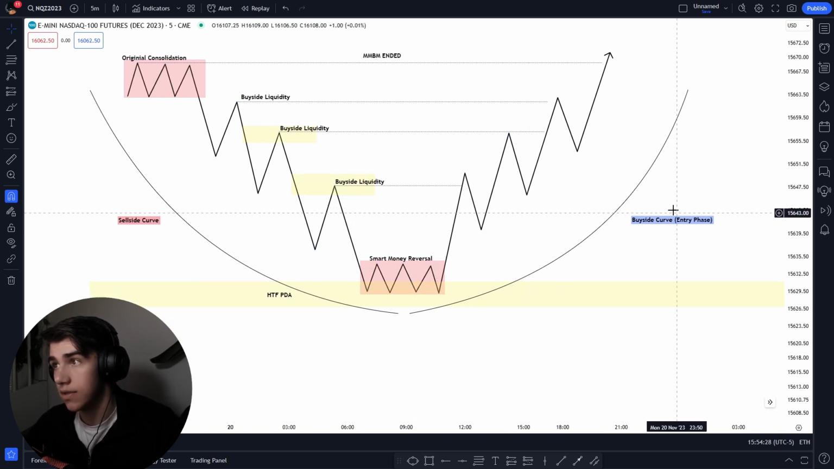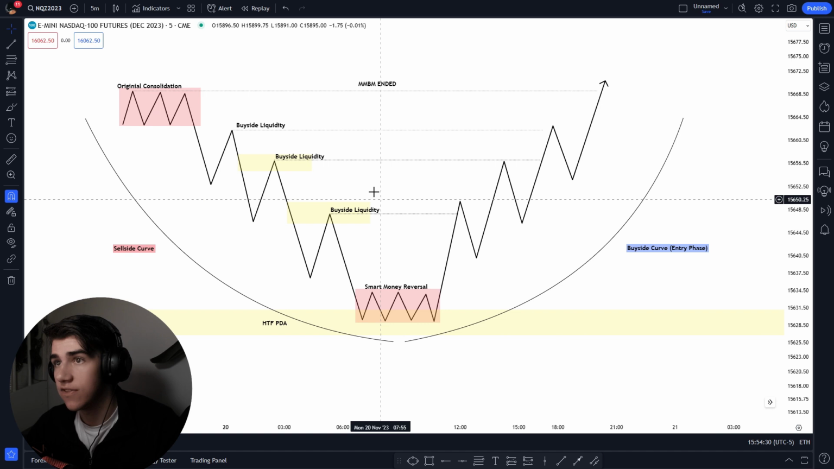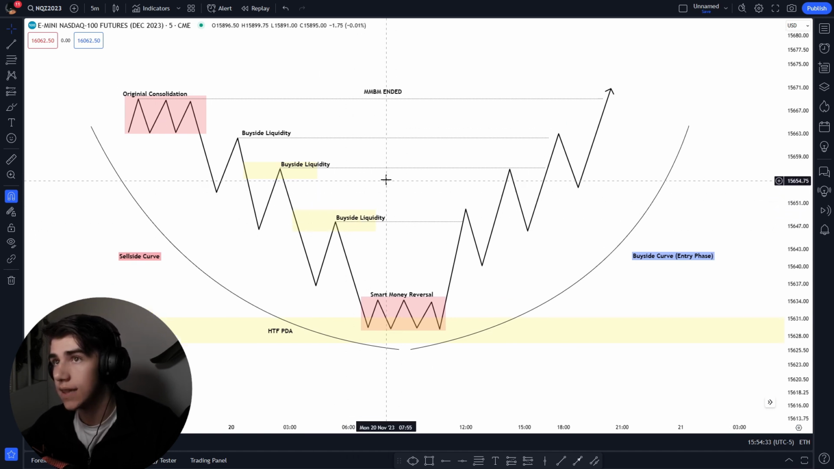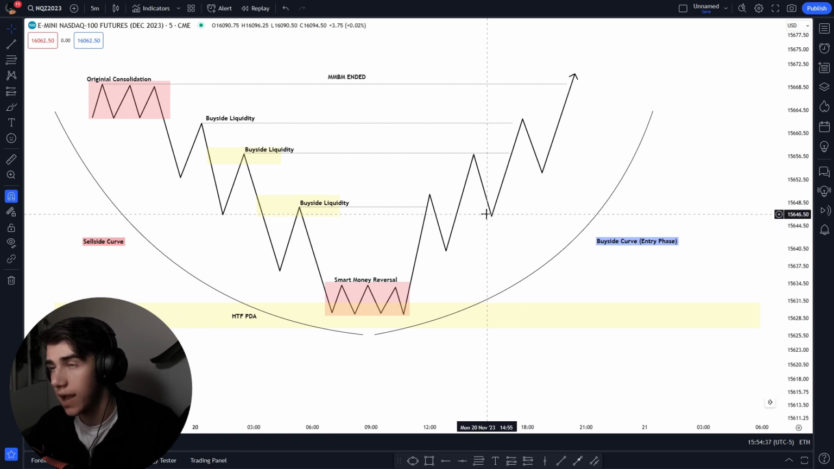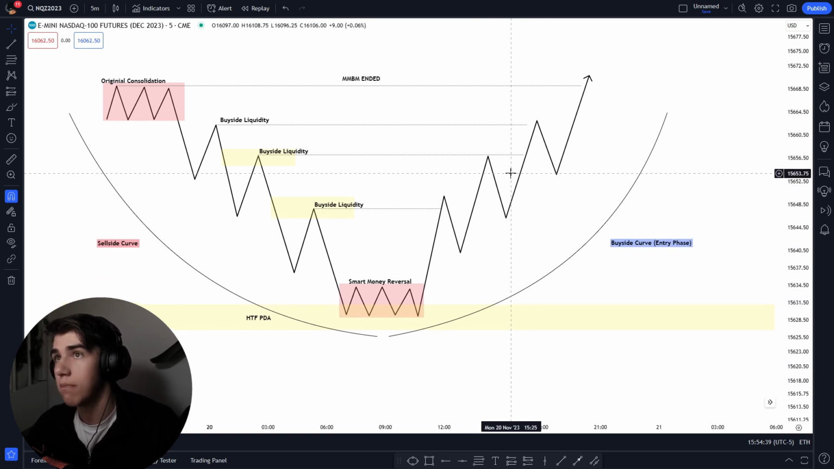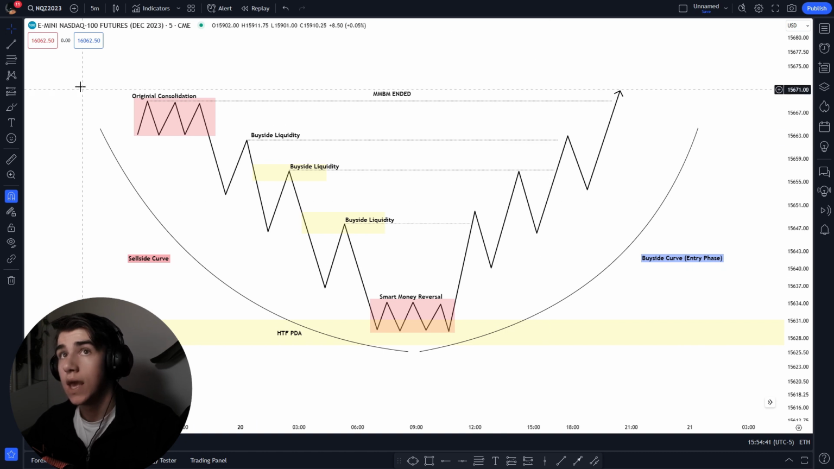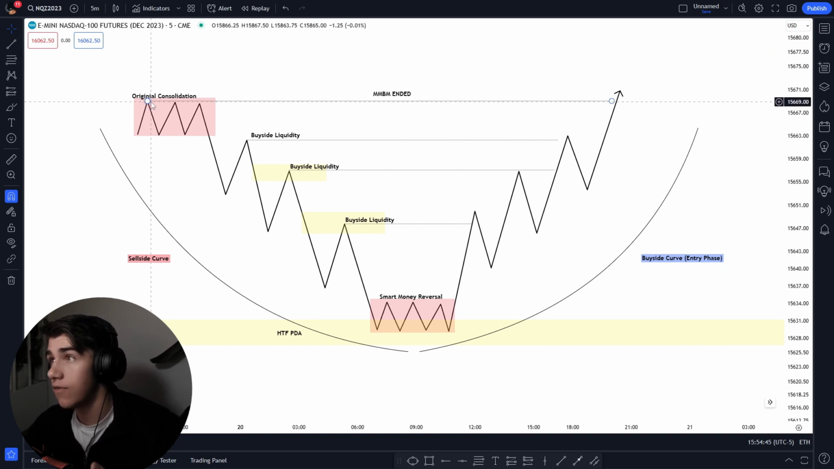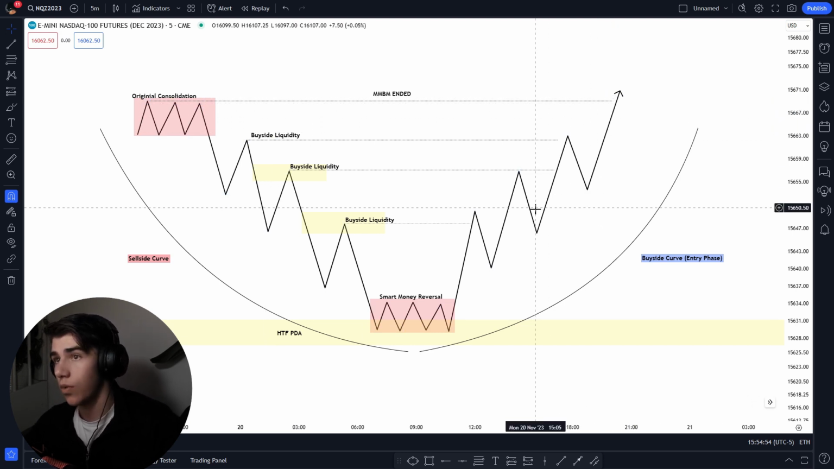And what is this buy side curve doing? Well, it's taking out all the engineered buy side liquidity that happened during the sell side curve. And this is exactly when you want to look for your entry during a market maker buy model. And preferably you would want to target the end of the market maker buy model, that is the original consolidation liquidity as marked out here. This right here would be your final target.